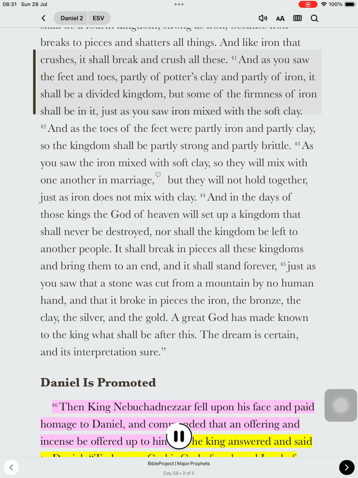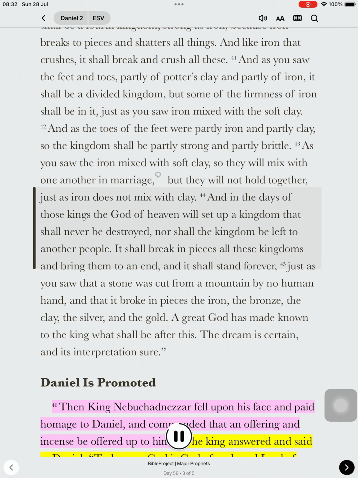And as you saw the feet and toes, partly of potter's clay and partly of iron, it shall be a divided kingdom, but some of the firmness of iron shall be in it, just as you saw iron mixed with the soft clay. And as the toes of the feet were partly iron and partly clay, so the kingdom shall be partly strong and partly brittle. As you saw the iron mixed with soft clay, so they will mix with one another in marriage, but they will not hold together, just as iron does not mix with clay.